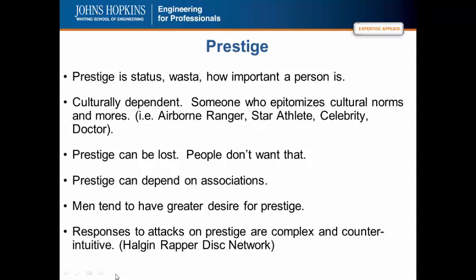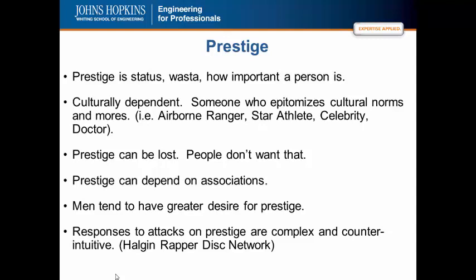Prestige can be lost, and people don't want that. If that airborne ranger entered the organization and was militarily incompetent, couldn't read a map, didn't know how to do patrolling, didn't understand what type of weapon system they were using, he would quickly lose respect, and people would not value him as a proficient military soldier. Similarly, if the star athlete drops the pass and can't catch the ball anymore or doesn't run very fast anymore, he can lose his prestige.